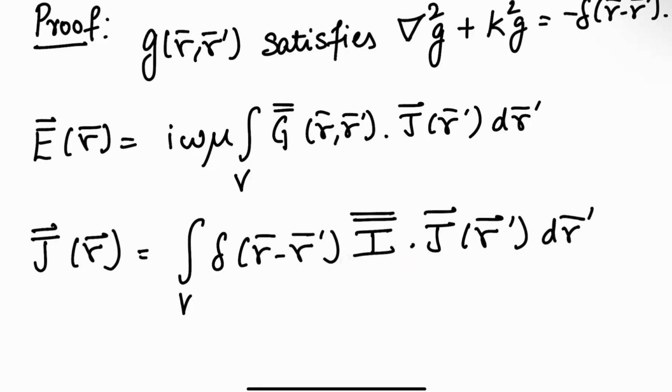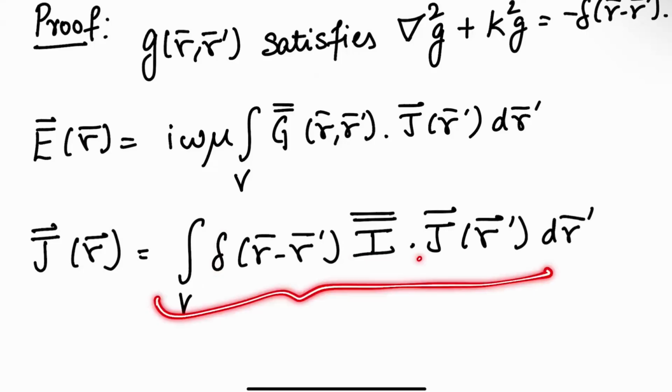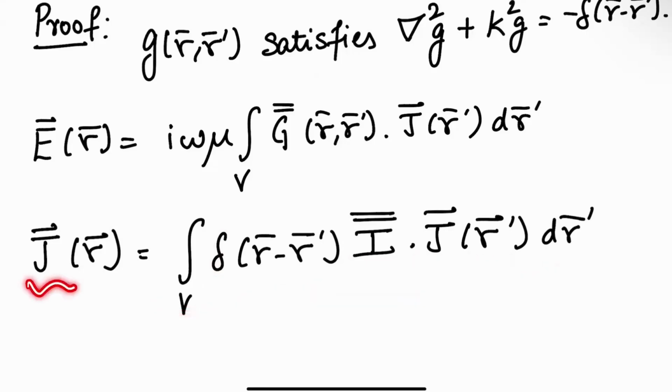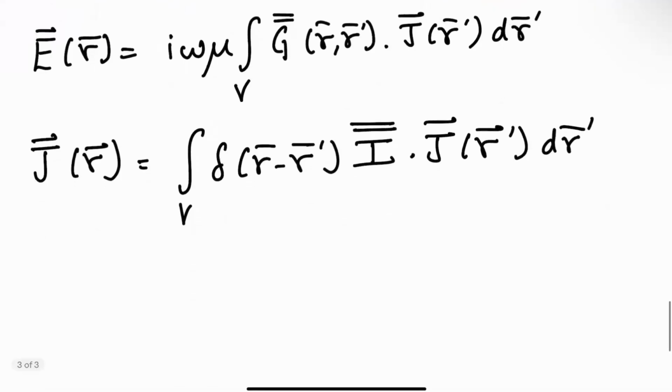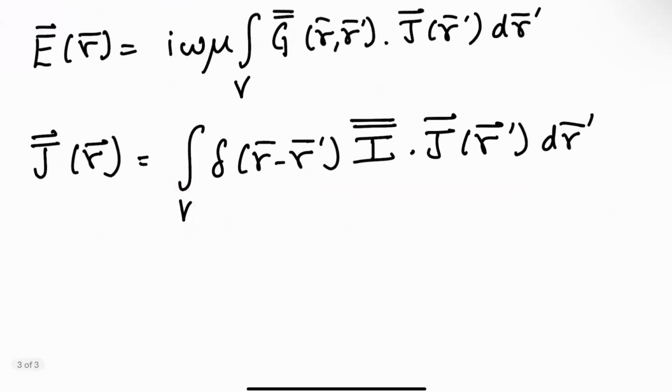And of course, if I have J of R prime and I have a delta function in front of it, then this integral only fires when R prime equals R, right? So on the left-hand side, you get J of R. So this is just a way to represent J of R, an integral representation of J of R. The reason we do this is so that they look similar in form, right? This one and this one look the same, basically.